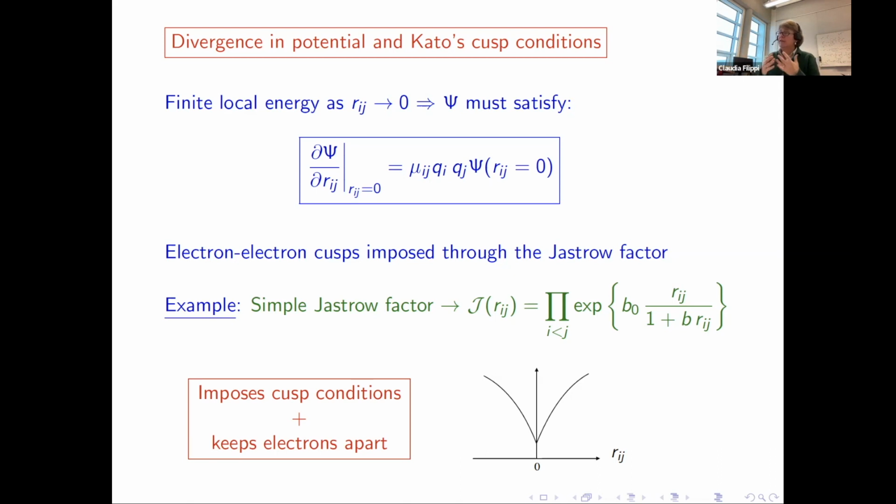If you wonder what these Kato cusp conditions are, you can think about the electron-nucleus case. When you solve the hydrogen atom, the solutions are Slater-type. They are not Gaussian, even though we always use Gaussians. They're Slater, and indeed they have a cusp, a finite derivative at the origin.